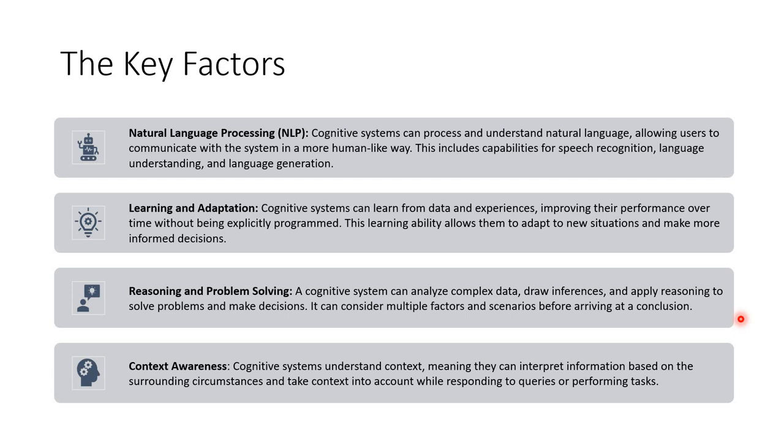Reasoning and problem solving, I highlighted this as one of the very important things sometime back. A cognitive system must be capable of analyzing complex data, and it should derive inferences out of it, and it should also go ahead and apply reasoning to it and make decisions based on the insights arrived from it, right? Multiple factors are to be considered. It is not easy, and a cognitive system will be capable of doing this. And context awareness is very, very important, right? You have to interpret the information based on the circumstances and the situations. The context is very important when you are talking about a cognitive system.